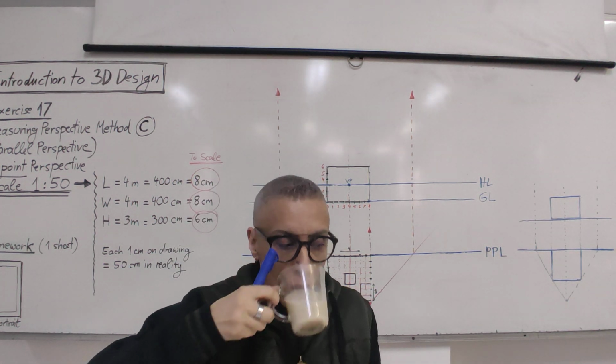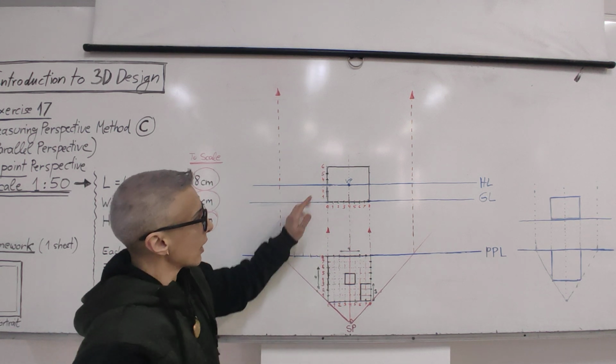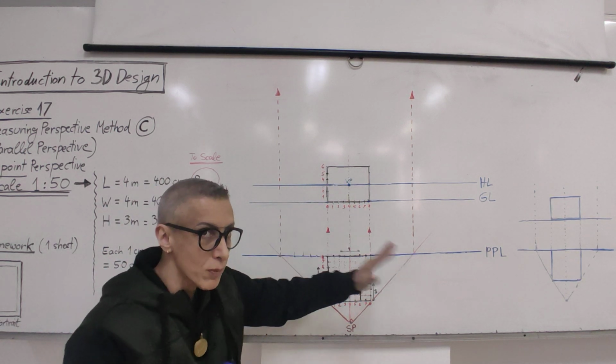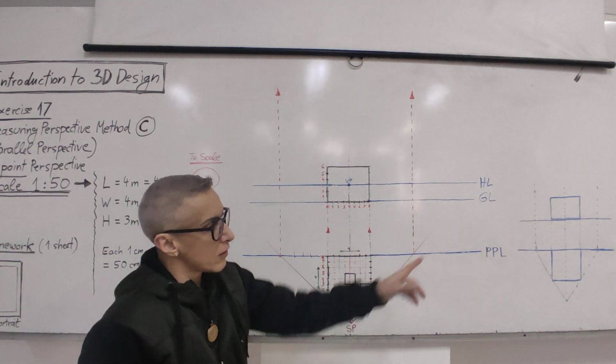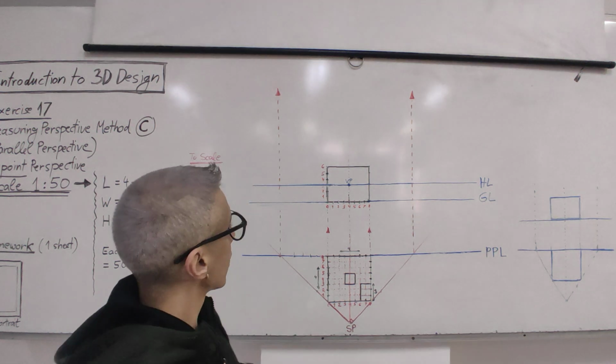So now let's continue to draw the room, the major measurements of the room. Then I will show you what happens when we move the horizon up and down, just for a visual.